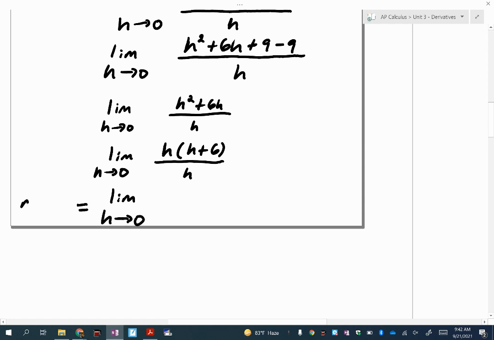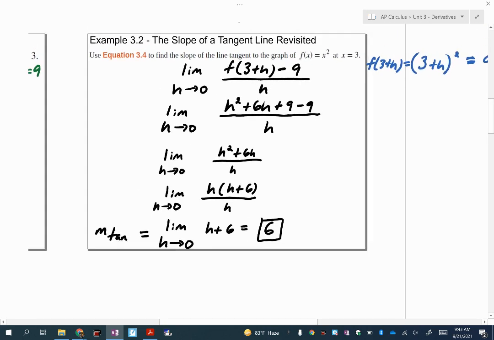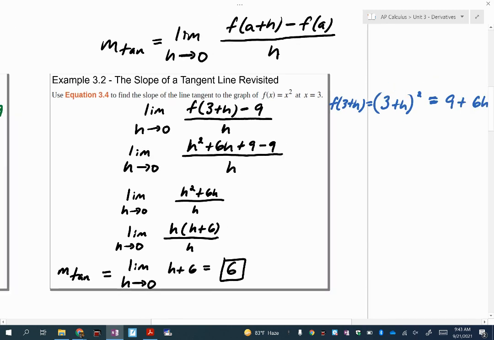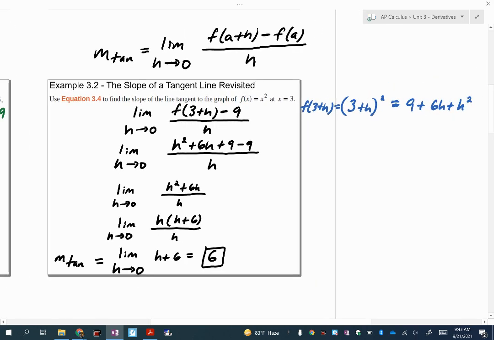Remember, this is equal to the slope of my tangent line. The limit as h approaches 0 of h plus 6. If I now plug in 0 for h, 0 plus 6 is 6. And again, we should already have known we were going to get 6. I'm just showing you the different work using that different formula. So you can use either one you want. I'm going to be showing you a lot in this lesson how to use both of them.